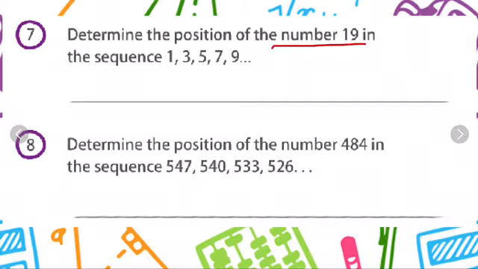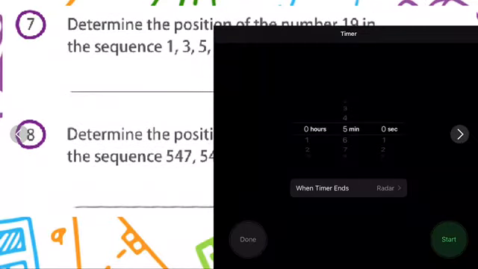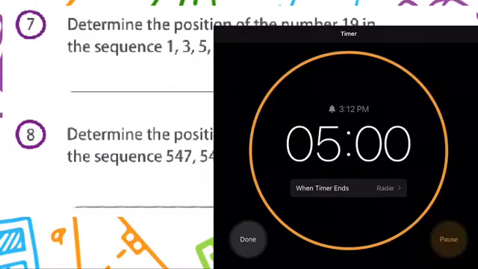How can you make this a little bit easier? What can you do to make it easier to determine the position of 484? Okay, you have to continue with the pattern until you reach that number, and then count the positions from this one. For this activity, I will give you 5 minutes to do both exercises, and then we can check together, okay? 5 minutes starting now.